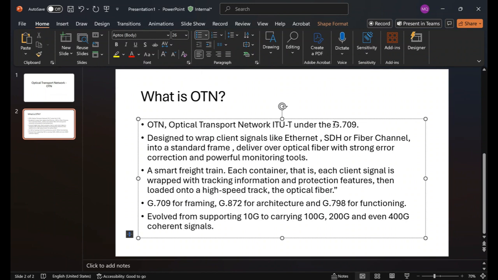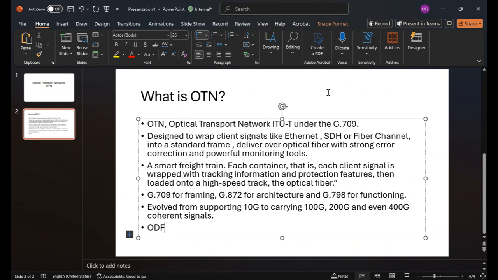One of the most valuable evolutions is ODUflex, a flexible container that adjusts to the client's exact bandwidth needs.